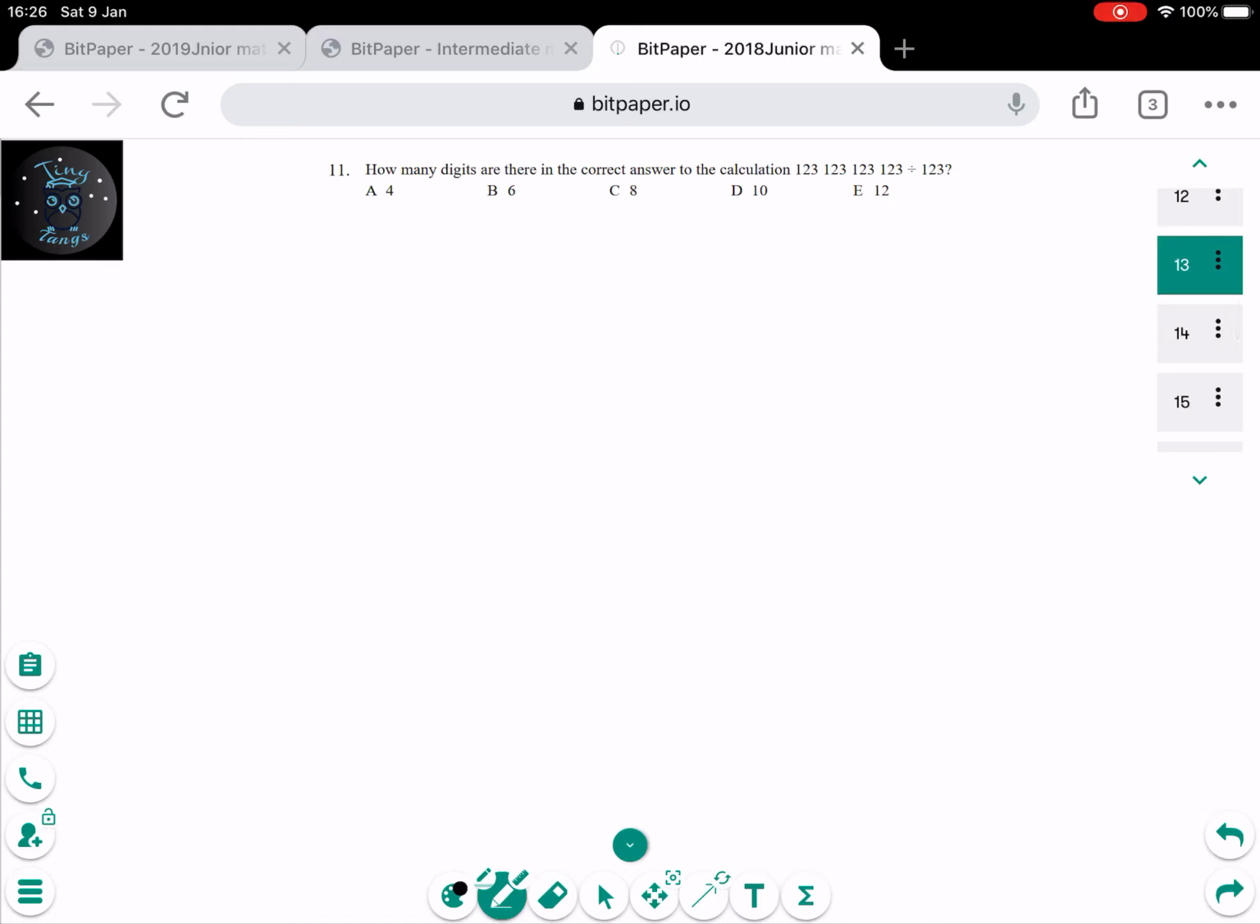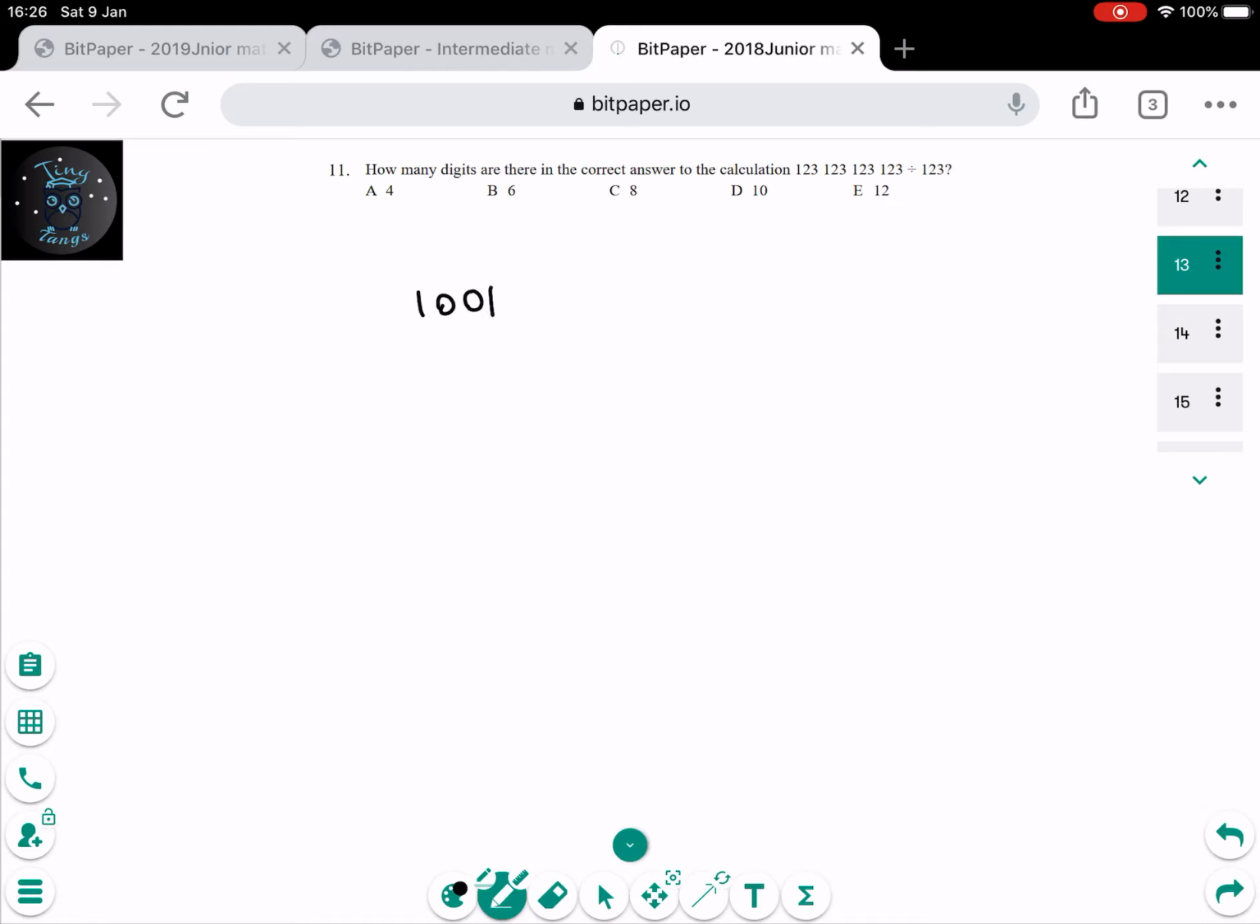For question 11, it asks how many digits there are in the correct answer to the calculation 123 123 123 divided by 123. If you didn't know, usually 1001 is very important in this, so let's try this out first.